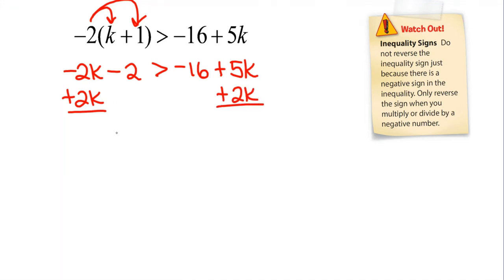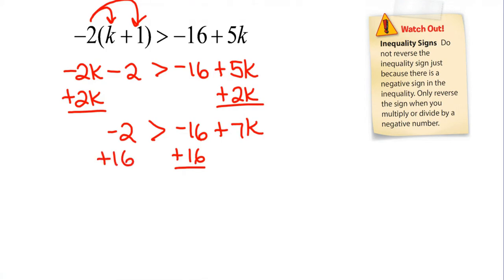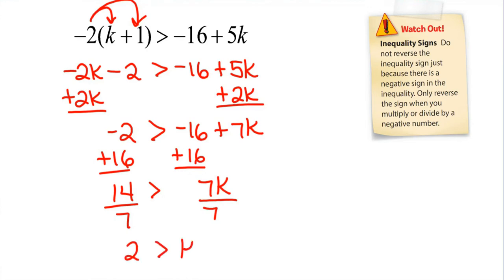I have 0 minus 2, which is negative 2 on the right-hand side, is greater than negative 16 plus 7k. And then I have to get rid of this constant. Now I have a two-step inequality. I'm going to add 16 to both sides. And I get 14, positive 14 is greater than 7k. And then one last step, divide both sides by 7, and that gives me 2 is greater than k. And again, I can reverse that. k is less than 2. Either way, they mean the same thing.